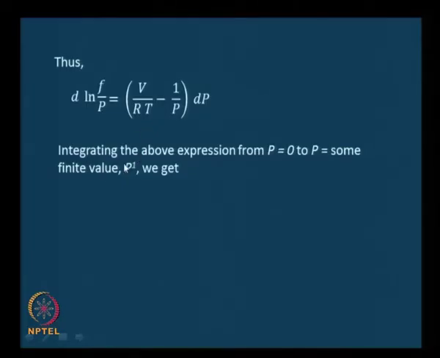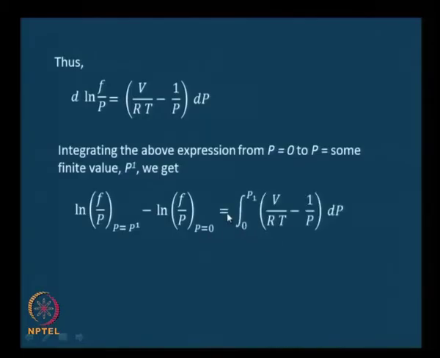Before that, let us integrate the above expression from p equals 0 to p equals some finite value p1, and if we do that, the integral of d ln f by p is nothing but ln f by p at the upper limit p equals p1 minus ln f by p at the lower limit p equals 0, which equals the right hand side integral of 0 to p1 V by RT minus 1 by p dp.